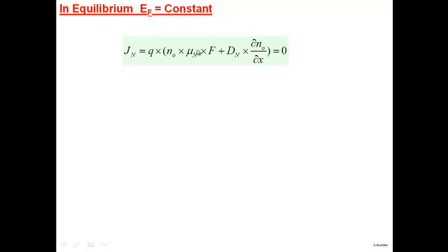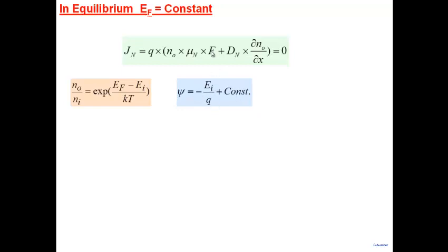Jn is equal to q n0 mu n F plus Dn del n0 by del x, equal to 0. Electron current is equal to 0. All right. I know n0 by ni is exponent EF minus EI by kT. In equilibrium, we know that this is true. So what I'm going to do is take this n0, put it over here, and take this n0, put it over here. I'm going to put it at both these places. And I'm going to use this relationship: psi is equal to minus EI by q plus constant.